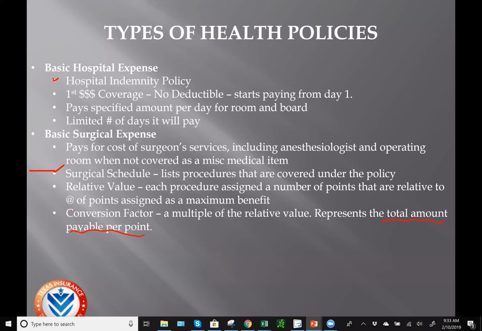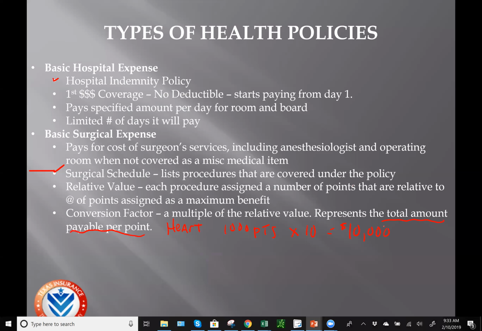So let me just give you a quick example on this. Let's say you had open heart surgery at the top, and it had 1,000 points assigned to it. And let's say they use a conversion factor of 10. So open heart surgery, 1,000 points, multiply that times 10, it means it would pay you $10,000 for open heart surgery. Once again, this is money coming to you. It's not going to the facility.